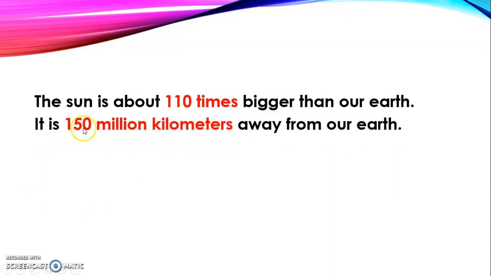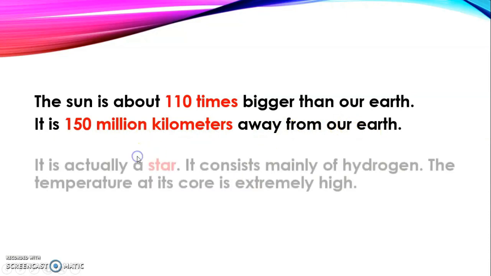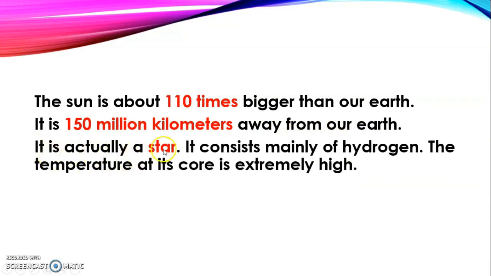It is 150 million kilometers away from our Earth. Okay, take note, million kilometers. It is actually a star. So when you say sun, it is also a star. You cannot say that the sun is not a star, because it is also a star. So that is the correct explanation about the sun. It is a star.